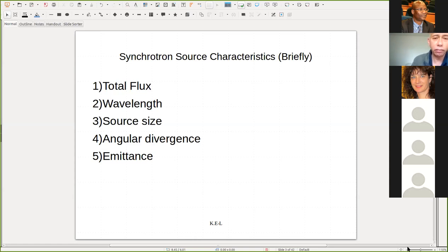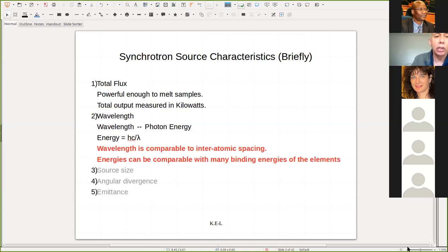one of the key things about the synchrotron is the total flux that comes out of it. It's a lot of power that comes out of it. The next thing is the range of wavelengths that can come out of a synchrotron. I'm going to go over all these in a little more detail later on. So for example, the total flux that comes out is actually enough to melt samples, if you put a sample right where the synchrotron beam comes out. And the total output is measured in kilowatts. And so actually, the job of the beamline is to make it more useful, right? You take the part of the light you care about, and you throw away what you don't want. The next thing is the range of wavelengths.